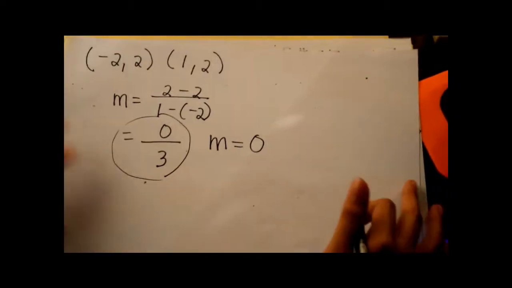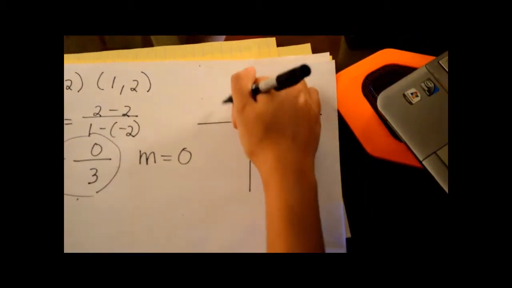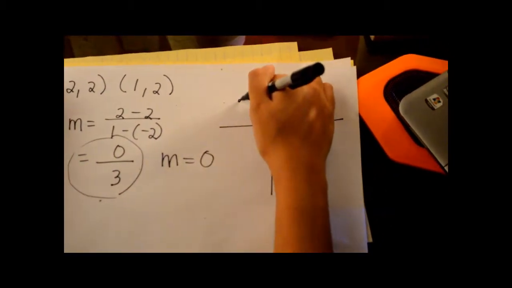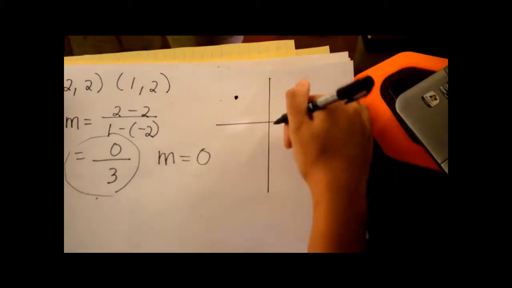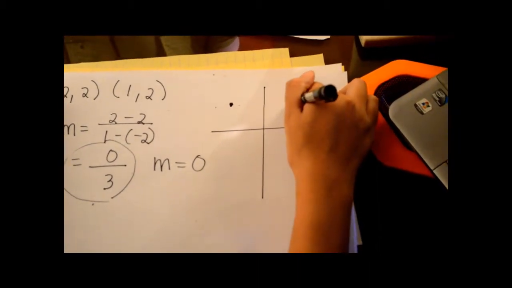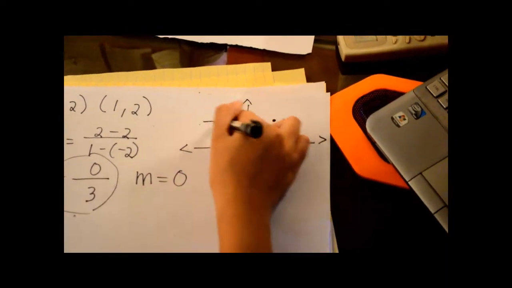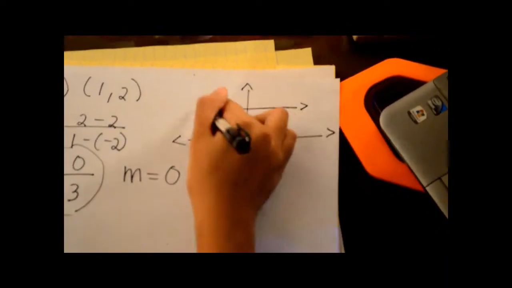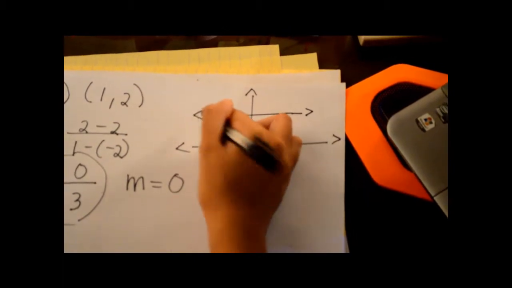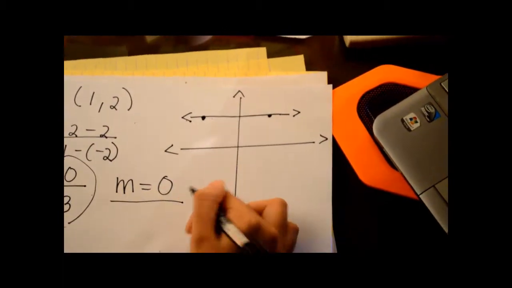If you plot this, you can see that it will be a straight line. Because, for example, this is (negative 2, 2) and this is (1, 2). Our line will become like this. It means that our slope is equal to 0.